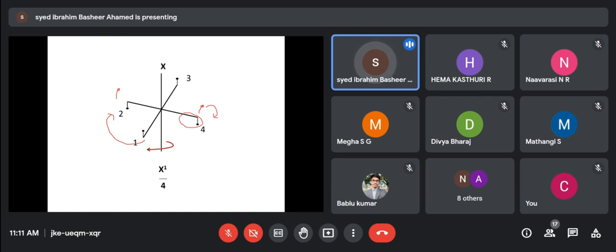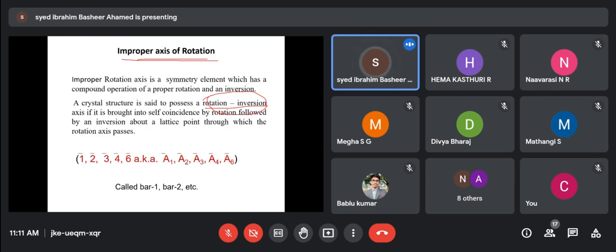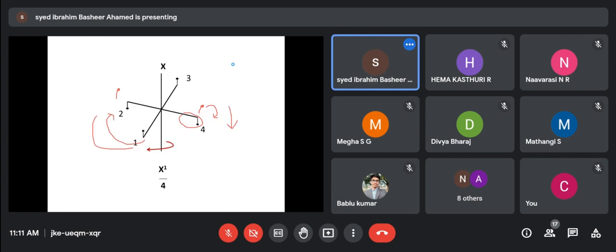If I have any molecule related by means of rotation followed by inversion or followed by reflection, then it is said to possess what? An improper axis of rotation.